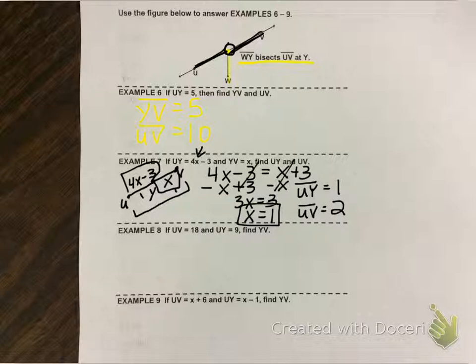All right. Now example 8 gives us UV is 18. So the whole length is 18. Remember we have U, V, and Y in the middle. So U, Y, V. It tells us that U to V is 18, and U to Y is 9. What does Y to V have to be then? 9. It also has to be 9.